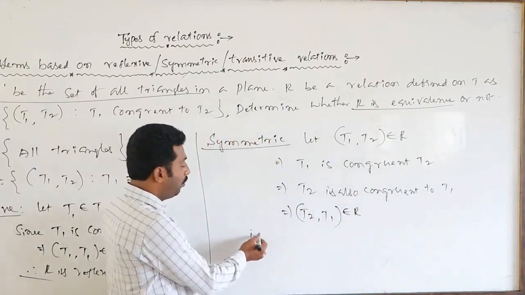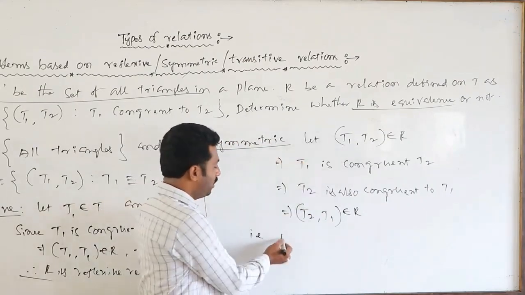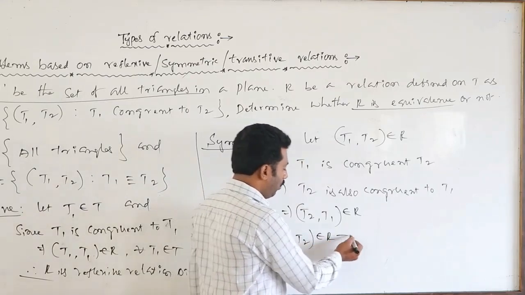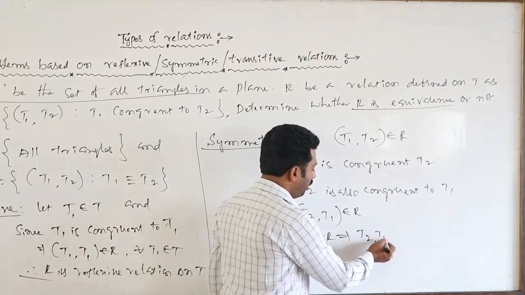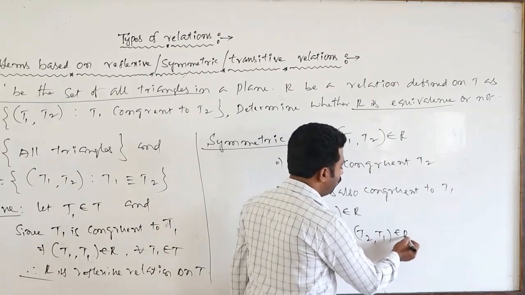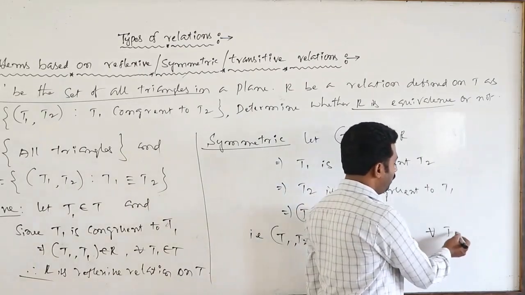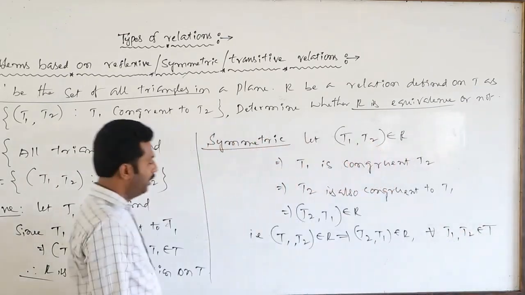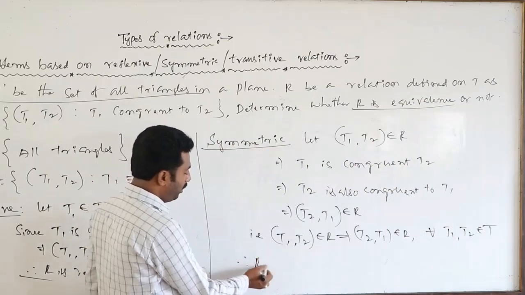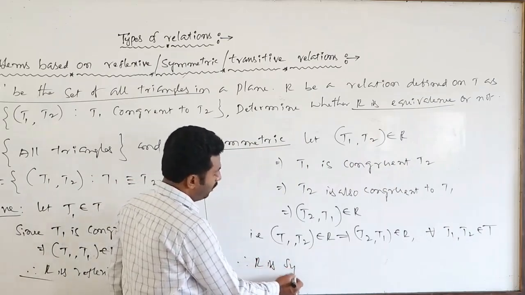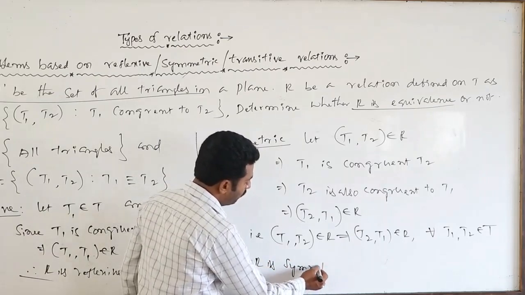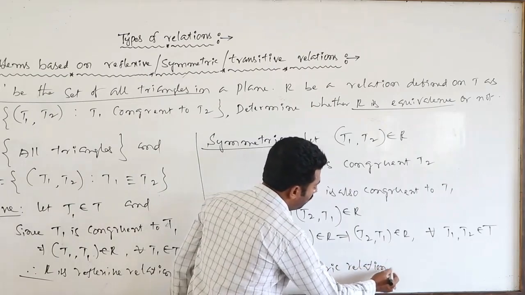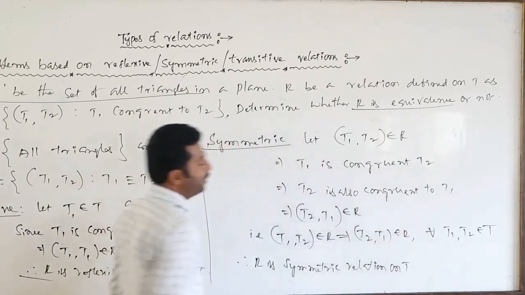That is, what we proved here: our assumption is (T1, T2) belongs to capital R, and we proved (T2, T1) also belongs to capital R. This is true for every pair of triangles in the non-empty set T. Therefore, capital R is a symmetric relation on the non-empty set capital T.